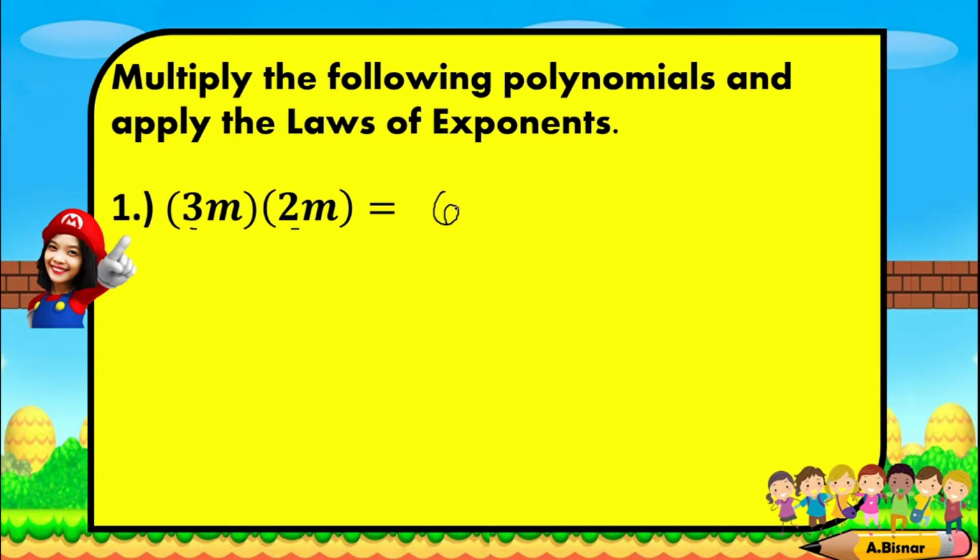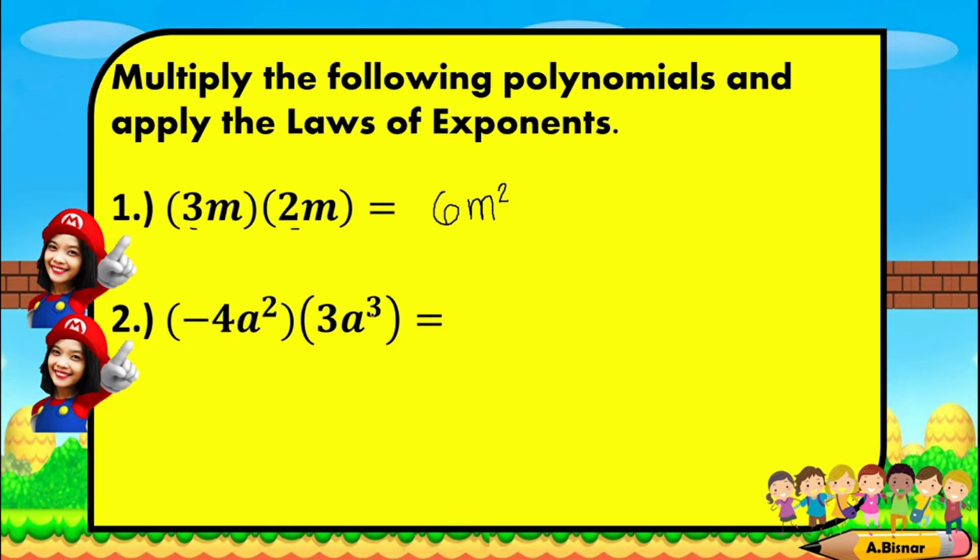After multiplying the numerical coefficients, you're going to apply the laws of exponent. So when you have m times m, since the variable or the literal coefficients are the same, just simply copy and add its exponent. The exponent of m in here is 1, and the exponent of m in here is also 1. And therefore, 1 plus 1 is 2. So the answer will be 6m squared.